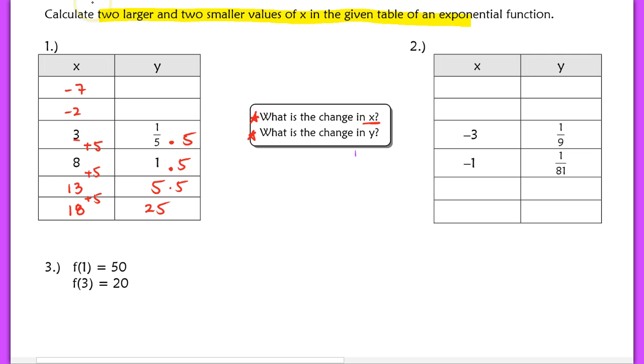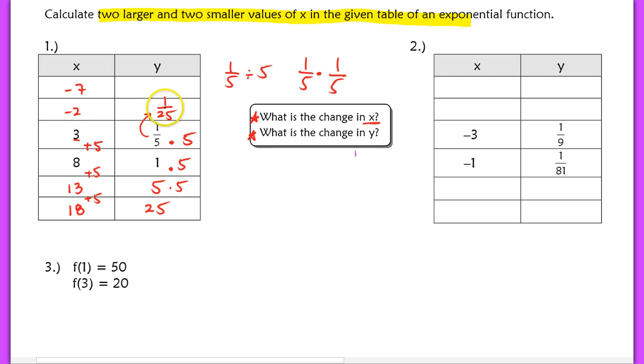Now, to go backwards, you're actually going to have to divide by 5. So to get from this 1/5 to the number preceding that, I would have to divide this by 5. So 1/5 divided by 5 is the same as multiplying by the reciprocal of 1/5. So I end up with 1/25.